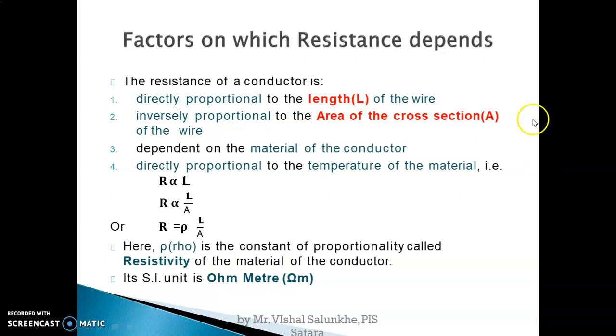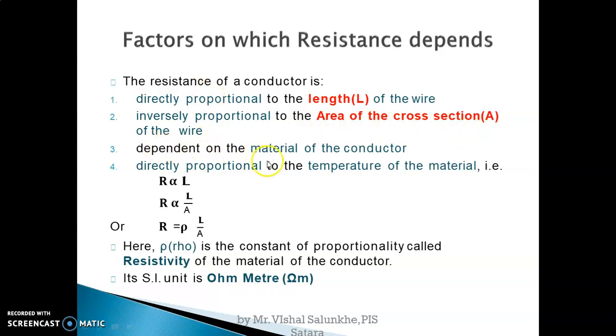Okay. So here we can say, first, the resistance of the conductor depends on length and it depends on area also. If you see in detail, the resistance is directly proportional to length. It simply means that if you increase the length, the resistance of the wire will increase. Got it? And the resistance is inversely proportional to the area of the cross section. It means if you increase the area, resistance will decrease.